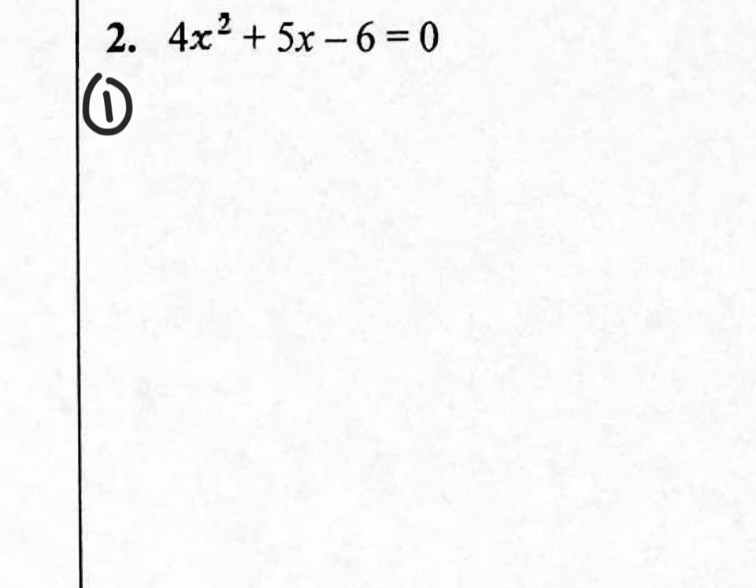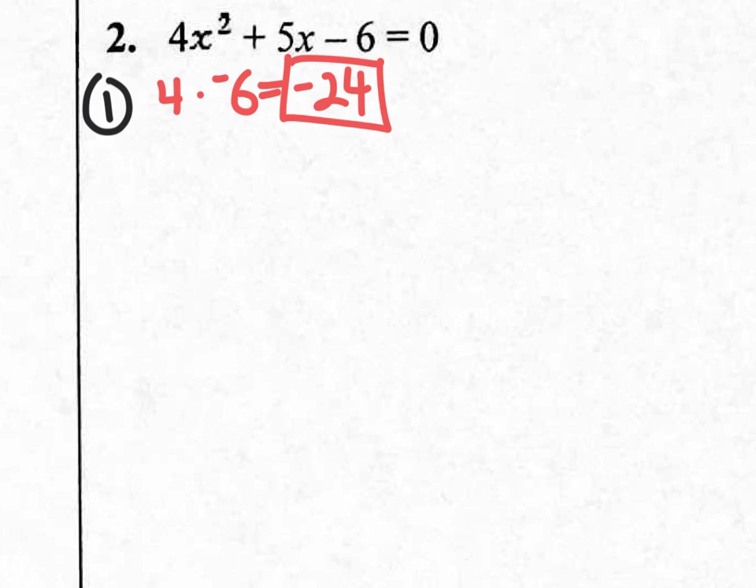Okay, so step 1 that we had on the reverse side of this page was to multiply a times c, and a times c, that's 4 times negative 6, that is negative 24. Okay, so that's our step 1 answer. Step 2 is to think of the multiples of negative 24. So I want to do step 2 right here. Let's think of the multiples of negative 24. How could you get negative 24?